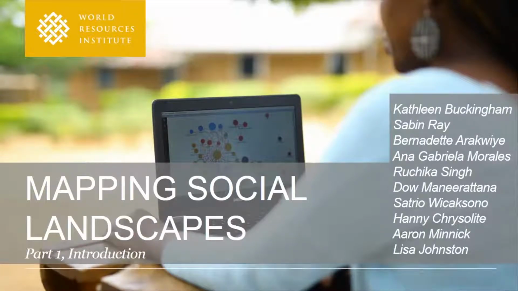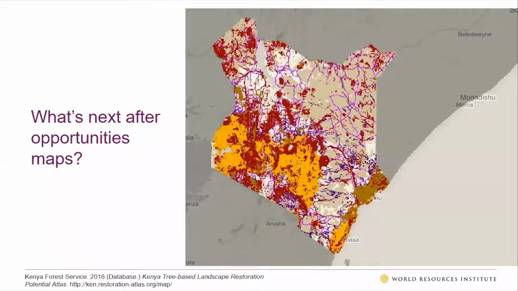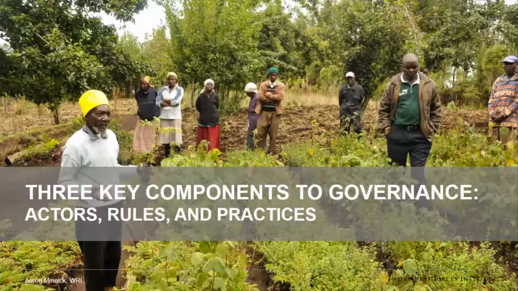So basically, why are social landscapes important? When you start restoration, many times people think about opportunities maps. So we create landscape opportunities maps to look at the biophysical landscape. So where can we restore agriculture, or where can we restore plantations or forests? So this is really keying into the biophysical element, but there's an important missing piece here, which are the people.